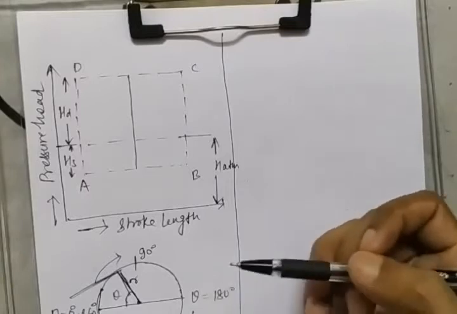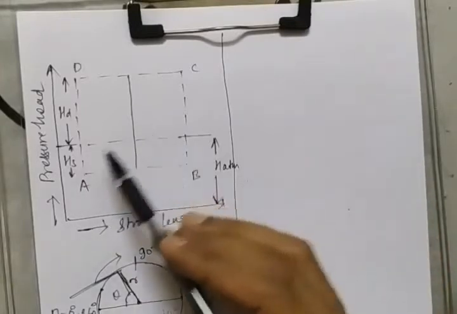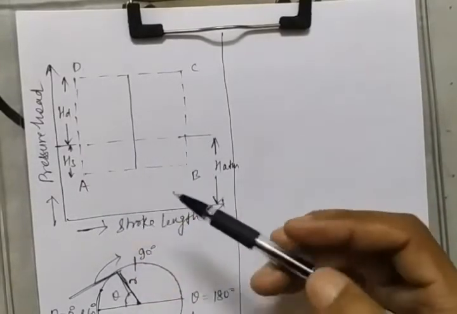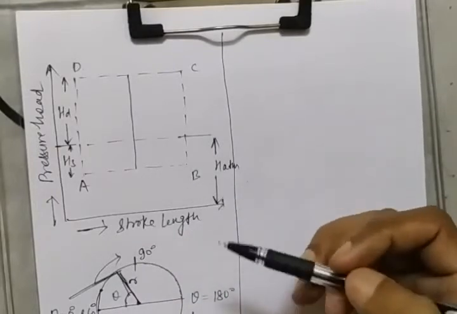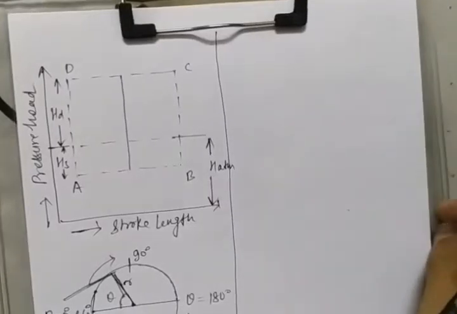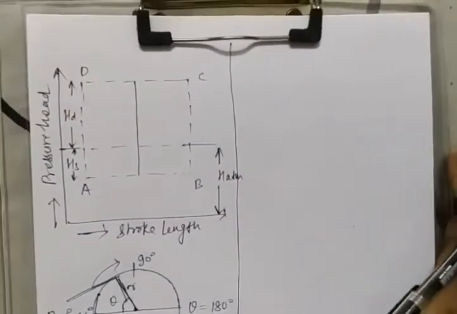So guys, let's start. I have just made this ideal diagram, and we have to find the effect of acceleration in suction and delivery pipes on indicator diagram. So guys, let's see here how it works.